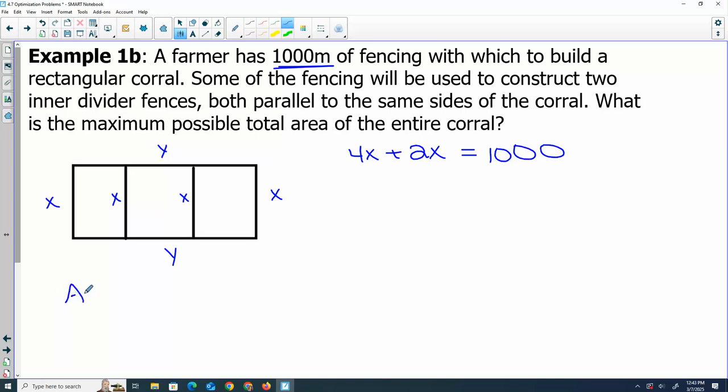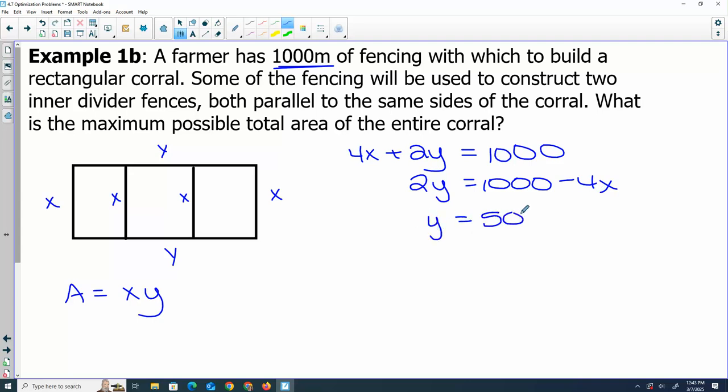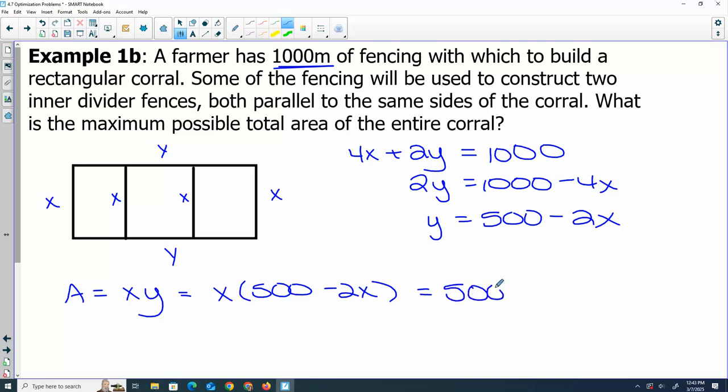We know that area is length times width, so that's still x times y, but we have to get rid of one of those variables. So let's solve for one of them. Okay, so if I want to solve for y, 2y is 1,000 minus 4x. Divide by 2, so y is 500 minus 2x. So my area, x times 500 minus 2x, gives me 500x minus 2x squared.